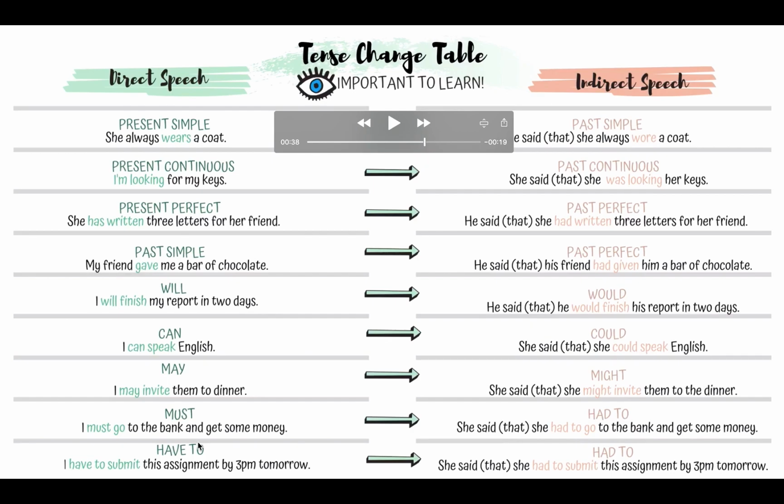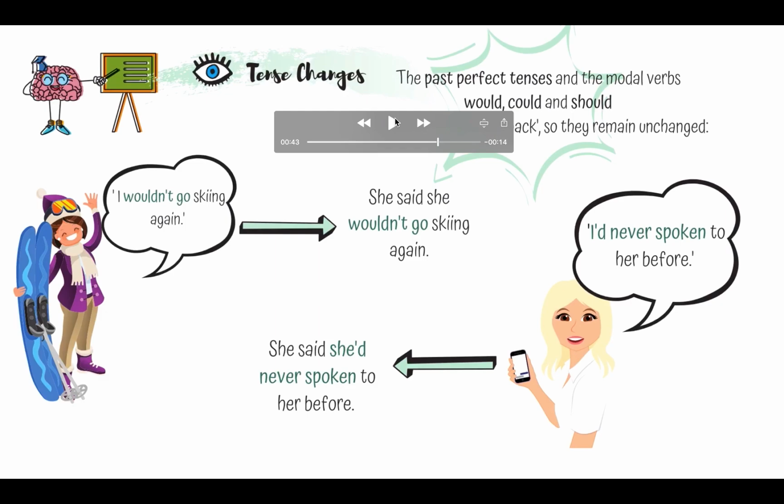The same as have to. So I have to submit this assignment by 3 p.m. tomorrow. She said she had to submit this assignment by 3 p.m. tomorrow. Okay? Hopefully that clears that up for you. This is very important to learn.